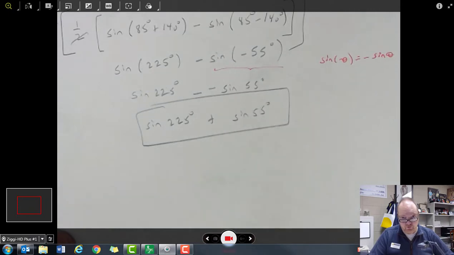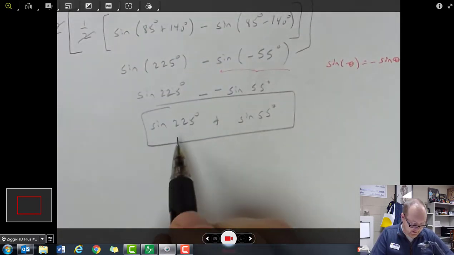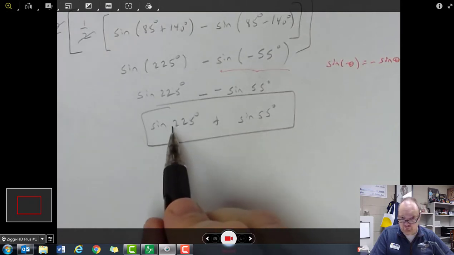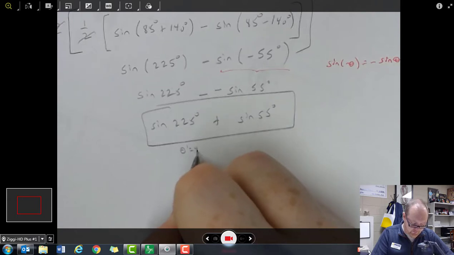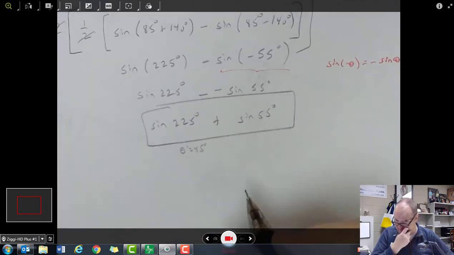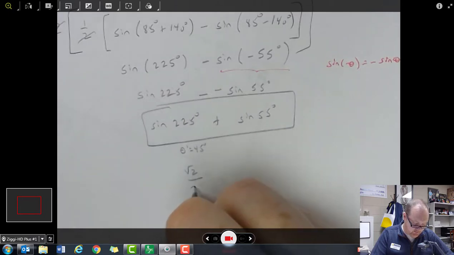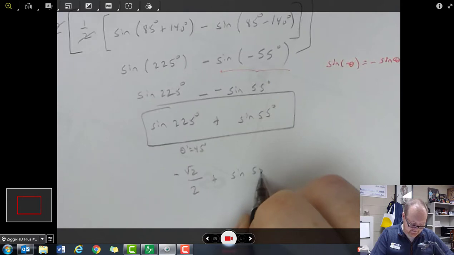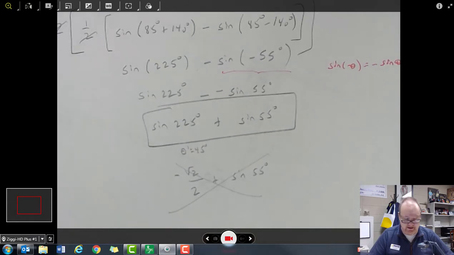The book is going to do one other thing here. You're not going to need to do this, but they will. The sine of 225 actually is a special angle with a reference angle of 45 degrees, so I can actually find its value, which is a negative square root 2 over 2. I don't think that's even necessary to do that because I don't know anything about 55 degrees. So I'm going to leave my answer to be the answer there in the box.